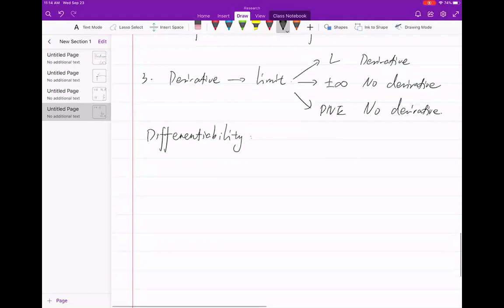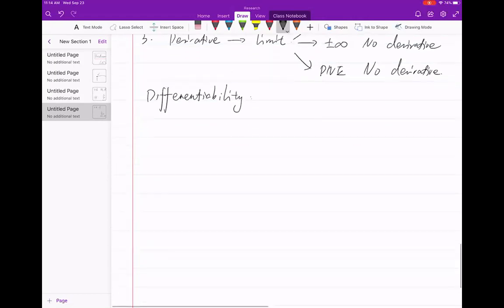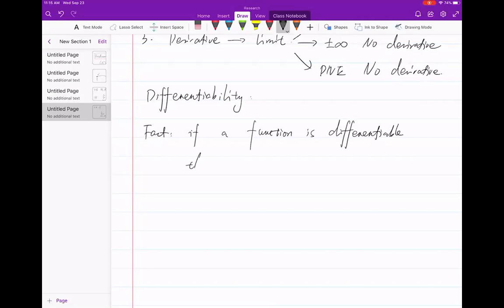This is the fact. We can't prove it, but I can tell you. If a function is differentiable, then it is continuous. That means differentiability implies continuity. That's great.